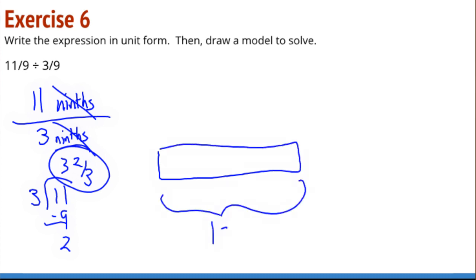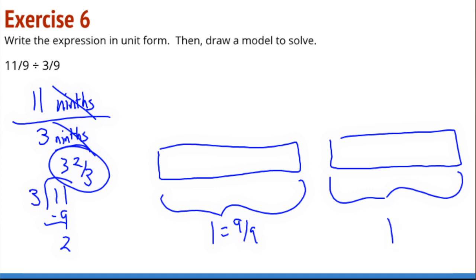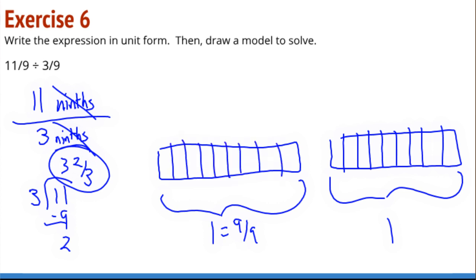which will be my 9/9. And I'm going to need a second whole because I need 11/9. 1, 2, 3, 4, 5, 6, 7, 8, 9. So this is 9/9 that I've got here. And I need to get to 11/9, so I'll need 2 more of them. So there's 2/9. Now I've got 11/9, and I'm making groups of 3.